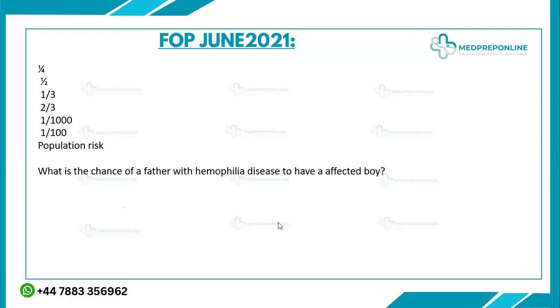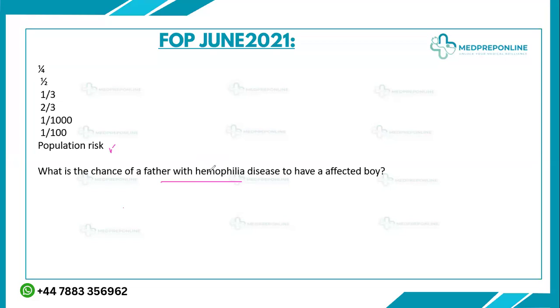Yes, very good. The answer will be population risk, because however father has hemophilia, he can transmit the disease as a carrier to the daughters, but cannot transmit the disease to the boys. So in such cases, de novo mutations can occur, and that would be related to the population risk, whatever the population risk is for the hemophilia disease itself to have a de novo mutation. That will be a risk. It will not be related to the father with the hemophilia disease.